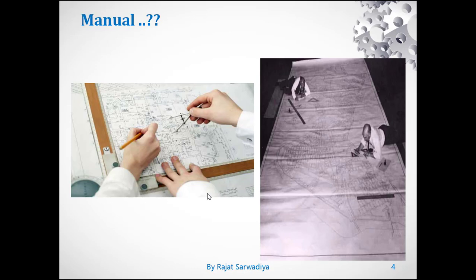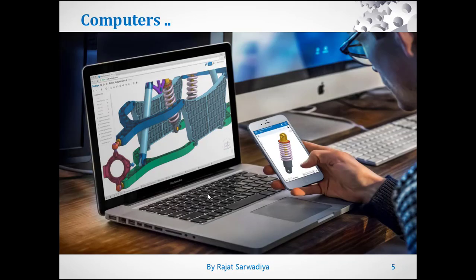After the manual drafting, when the evolution of computer came into picture, people started creating the drafting using computers. One of the most popular tools for the drafting is AutoCAD, as you already know. Later on, more and more tools were developed, and the evolution shifted from drafting to creating the models, then assemblies, then generating drafting as well.